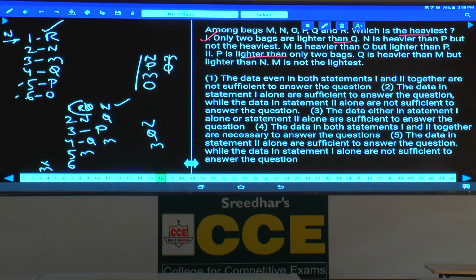Hence, we are getting more than one answer here. Hence, 2 alone is not sufficient. Only 1 alone is sufficient choice. Choice 2. The data in statement 1 alone are sufficient but not 2 alone. Choice 2 is the answer. 16th one, choice 2.